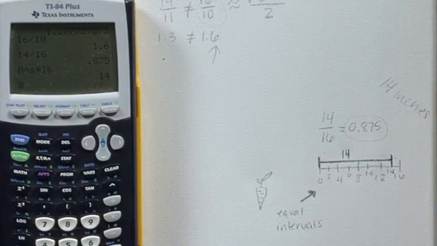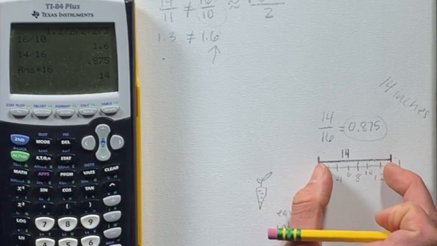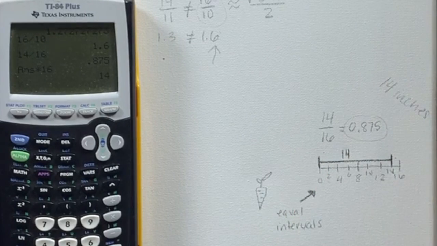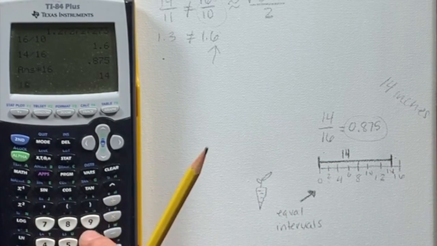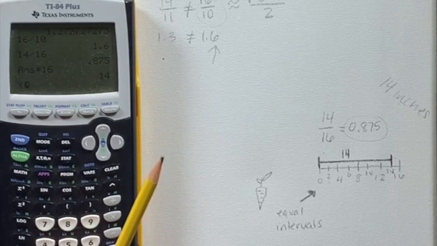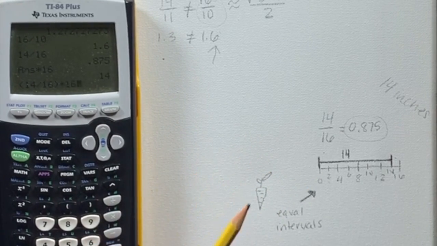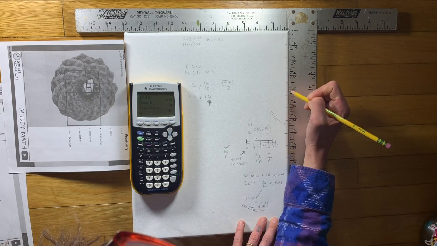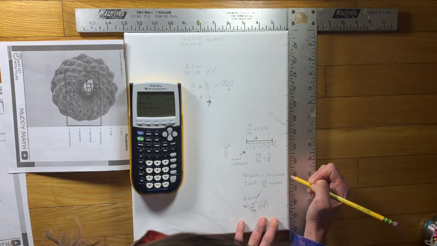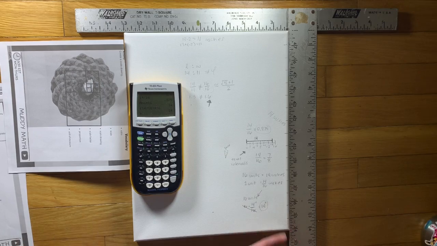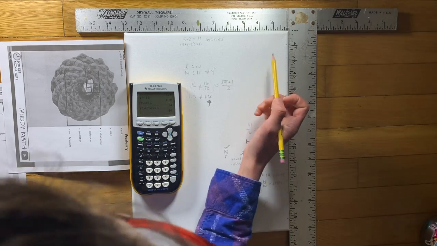Our golden rectangle, 16 of these, will fit from here to here. So 14, and that makes sense because 14 sixteenths times 16 is 1, 2, 3, 4, 5, 6, 7, 8, 9, 10, 11, 12, 13, 14, 15, 16 spaces. Cowabunga, awesome.